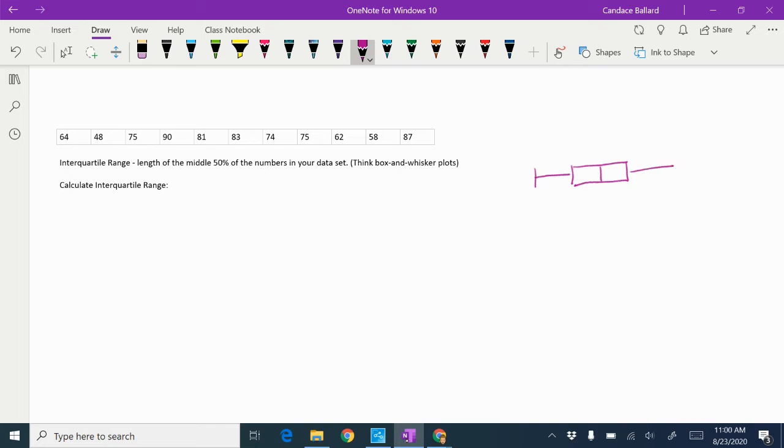They're called box and whisker plots. They look something like this, but the interquartile range is basically this measure that's in the middle, okay? In order to calculate it, you need to figure out what the median of the first quartile is and what the median of the third quartile is. And then you subtract those two numbers. So the interquartile range is the third quartile minus the first quartile's median.